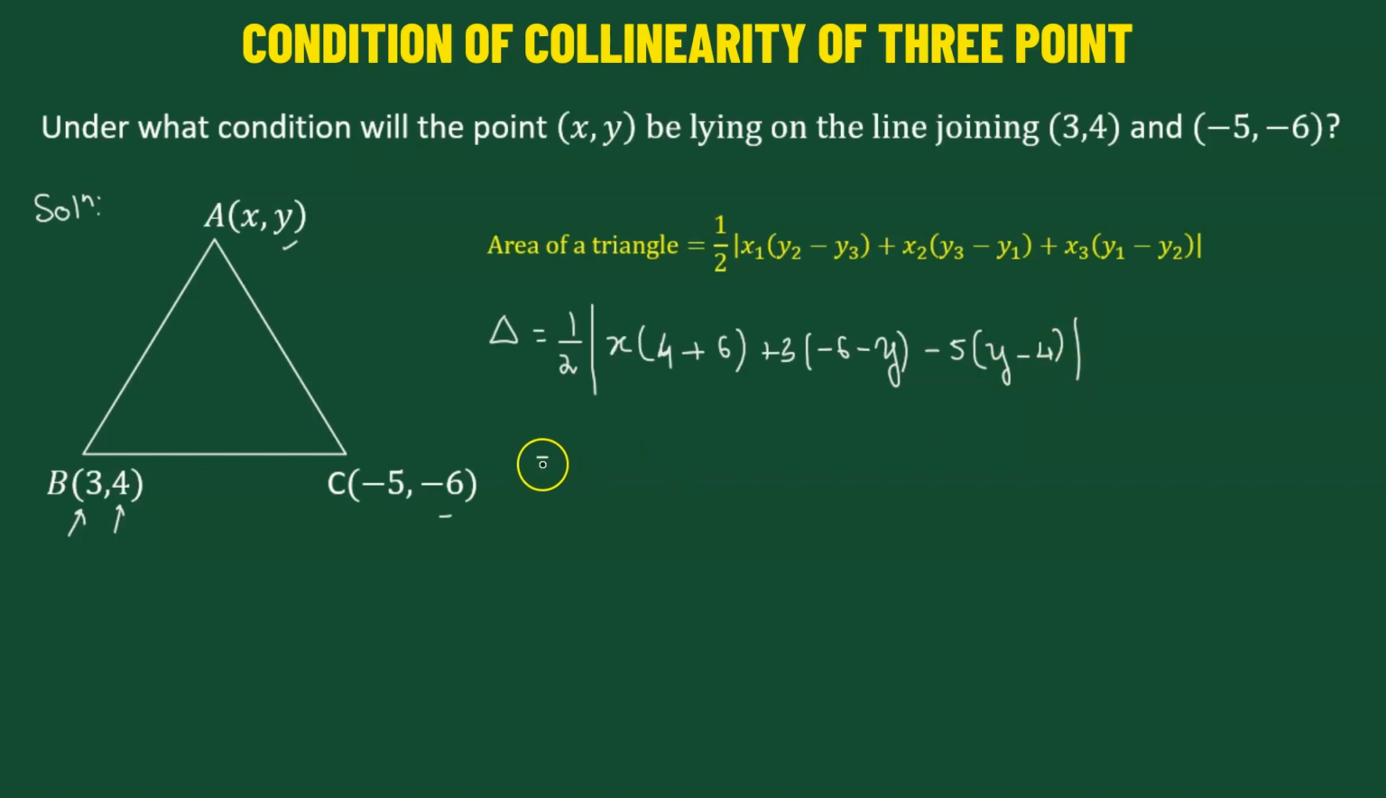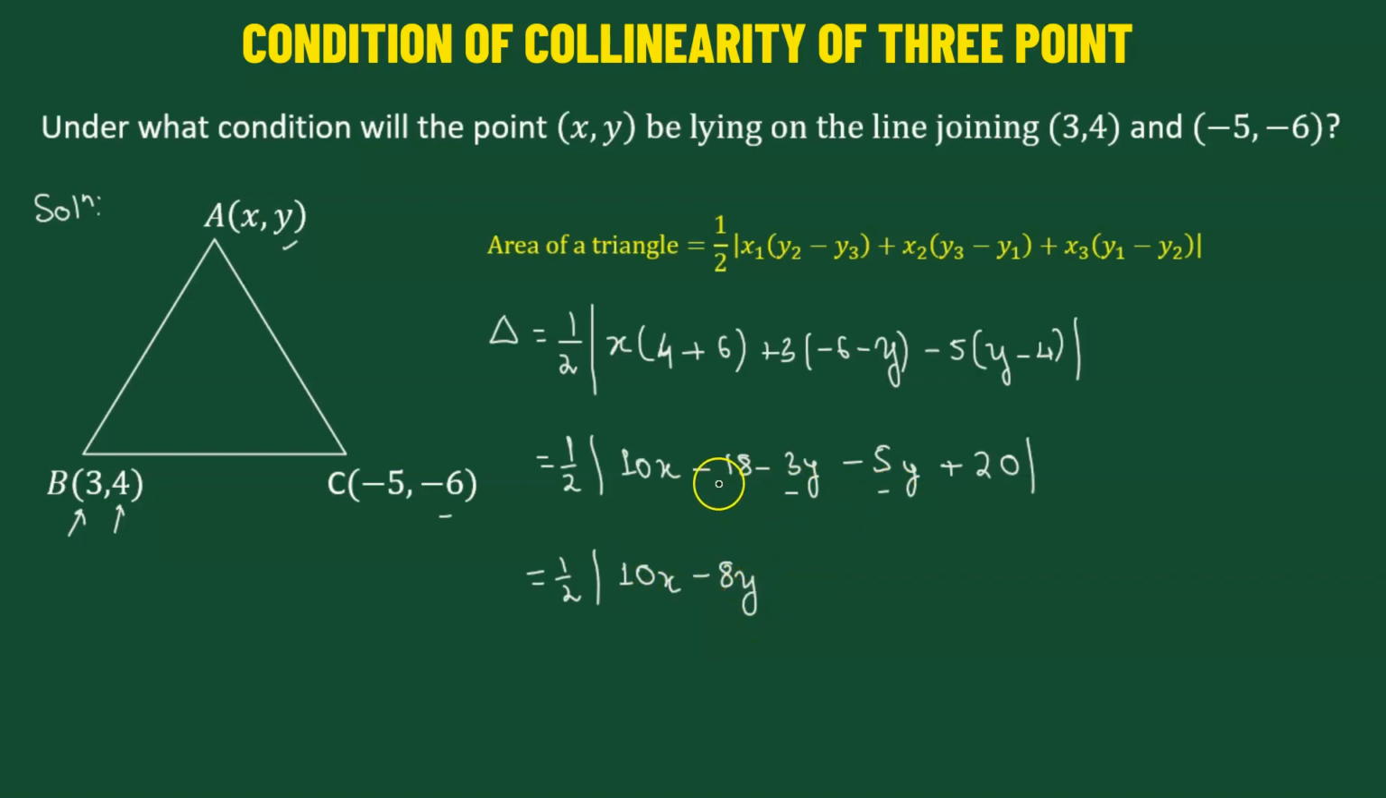Fine. So this will be equal to half multiplied to, so 4 plus 6, that's 10. We have 10x. Then we get 3 multiplied to -6 minus y. So that's -18 minus 3y, minus 5y plus 5 times 4, that's going to be 20. Further simplification is going to give us half multiplied to 10x minus, we have -3y and -5y, so that's going to become -8y. -18 plus 20, that's simply going to be 2.